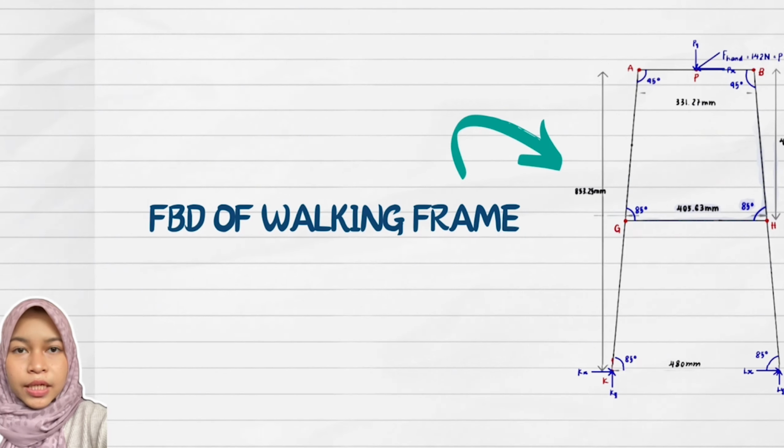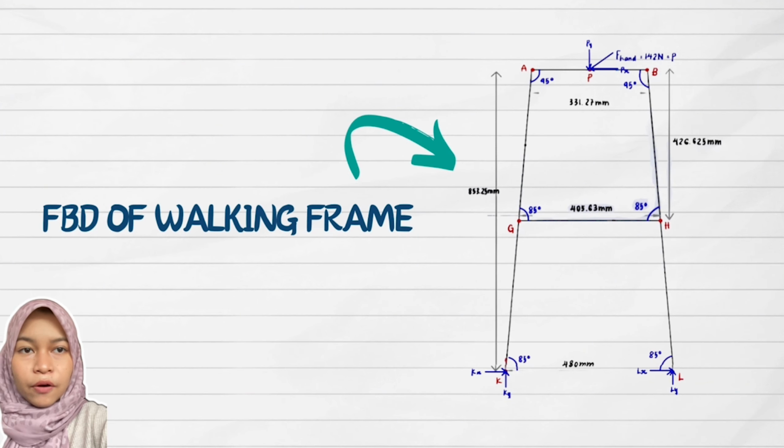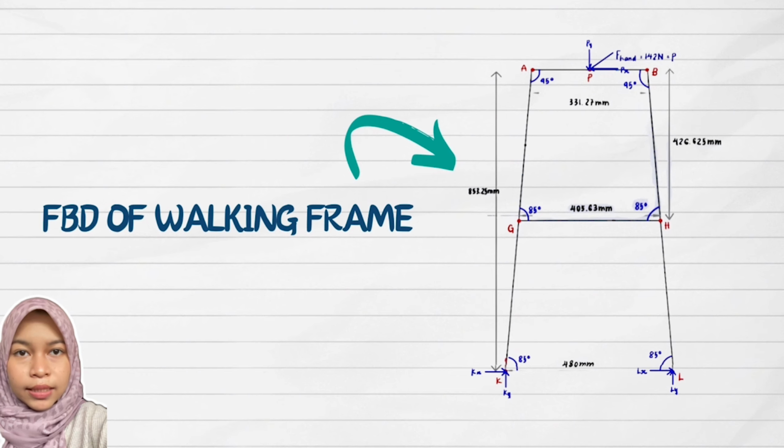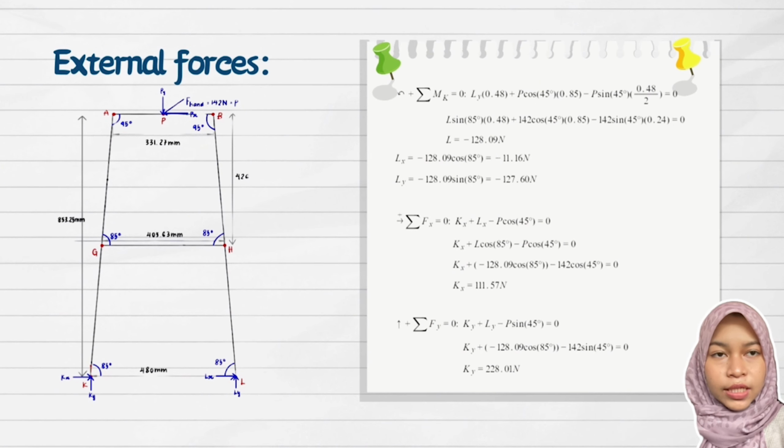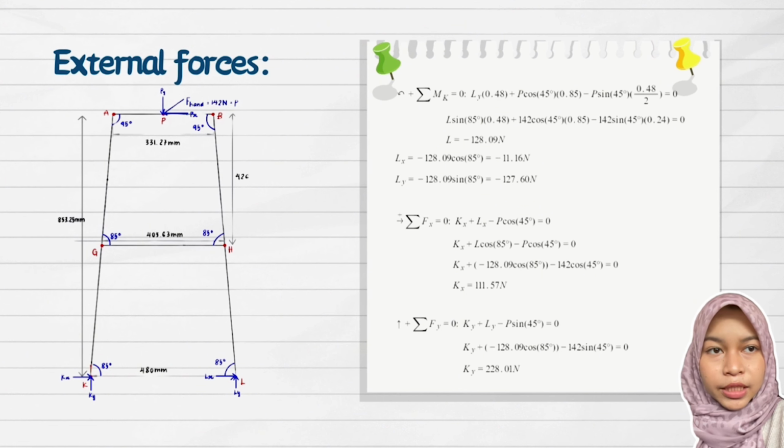Due to the symmetrical nature of the walking frame, we only let one side of the walking frame, in this case, side ABKL, be calculated as the magnitude and direction of the forces are the same on both sides. All forces are calculated in such a way that the walker is assumed to be stationary. First, we determine the external forces acting on the walker. The type of support that we use for the structure is a hinge support. We draw the free body diagram of each support on K and L. The support reactions are Kx, Ky, Lx, and Ly.